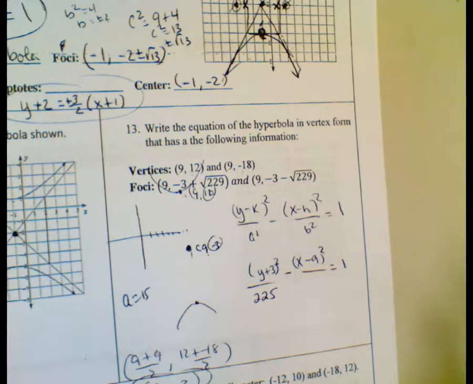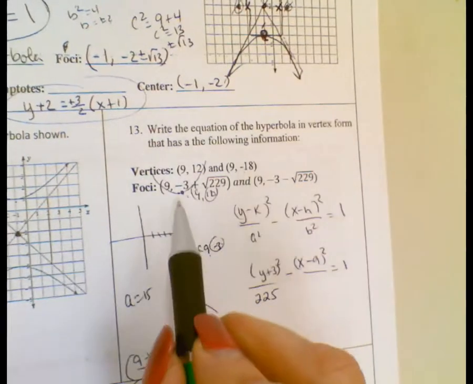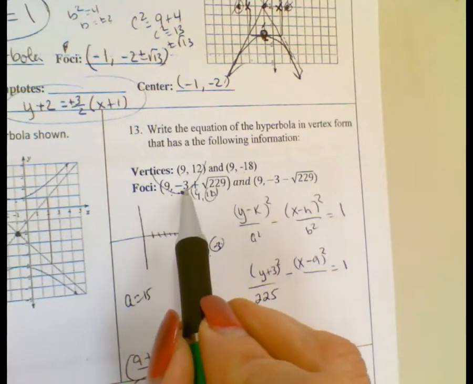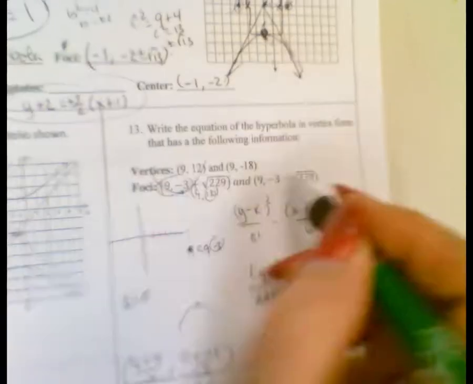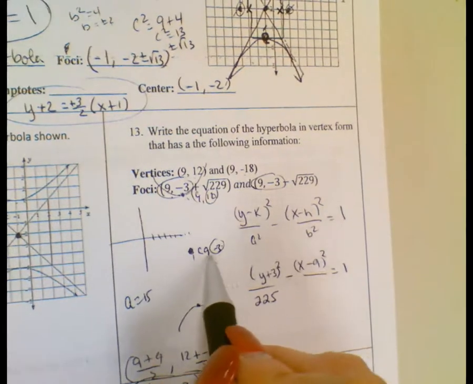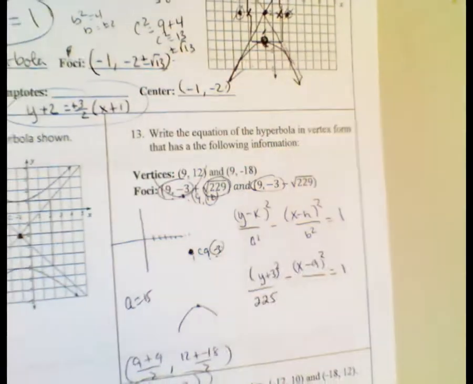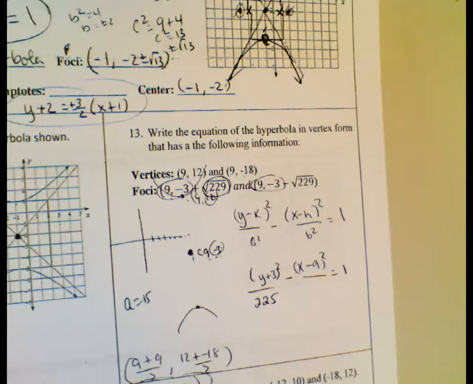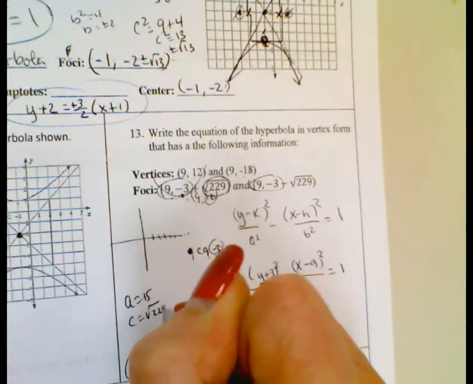Now, the B is what I need, but I don't know anything about B right now, but I do know the foci. So let's look at the way these foci are. It says 9, negative 3. So that's the center, right? Actually, you can tell me the center right from here. That's the center without doing any work. So that's the center, 9, negative 3. So we were right. And it looks like this C is radical 229.